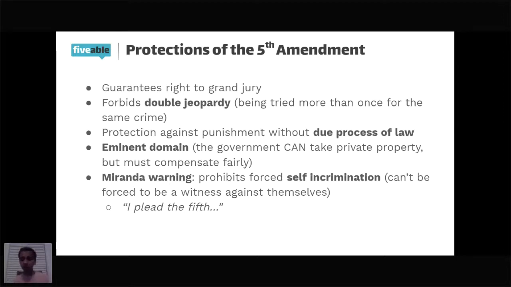Right, so does anyone have any questions on the protections of the 5th Amendment? If you do, just put it in the Ask a Question tab on the bottom, and I will make sure to answer it. We will keep going with the 5th Amendment.